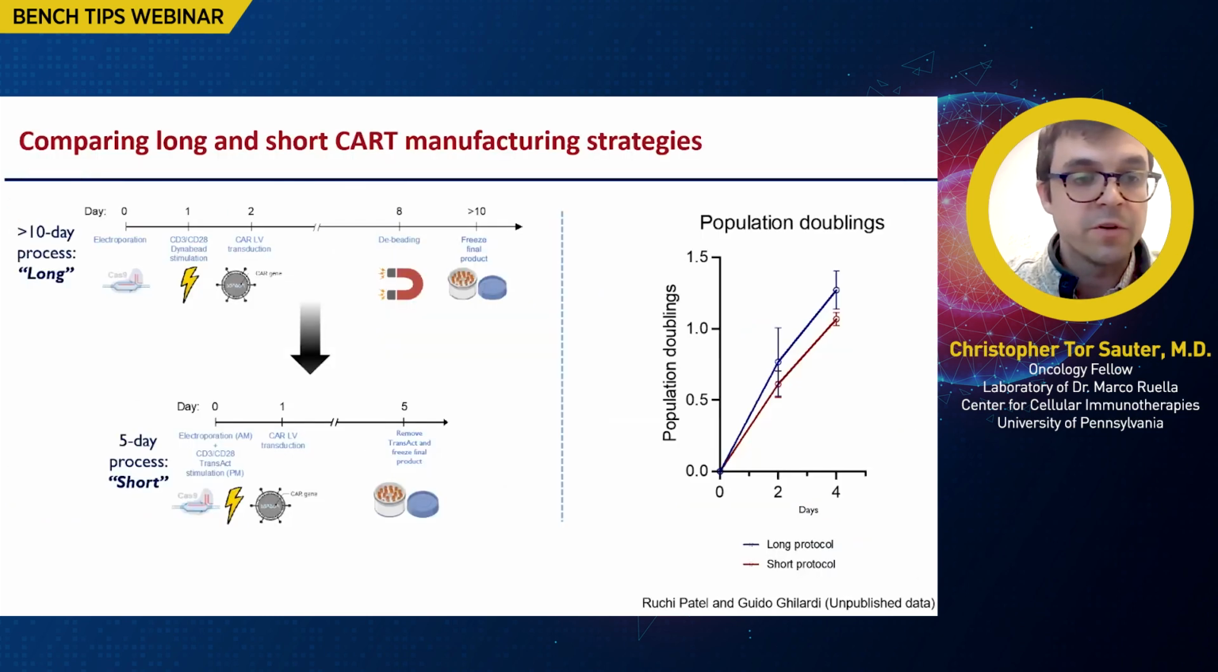So here's just an example of the consequences that I've described. In this experiment, we compared a long manufacturing protocol to a short manufacturing protocol. A long manufacturing protocol, again, has the advantage of producing more T cells, while a short manufacturing protocol could potentially deliver a clinical product to a patient faster. And here we monitor the population doublings.